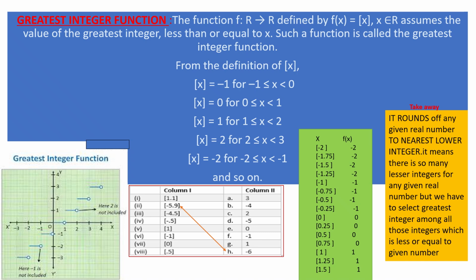Here also the empty circle shows that 2 is not included, because the moment x is 2, then y will be 2. It will come here. Here also, -1 is not included, because the moment x is -1, y will also be -1. It means for the integers there is no problem, the same integer will be mapped. But for real numbers other than integers, it will be mapped to the greatest lower integer. Thank you.